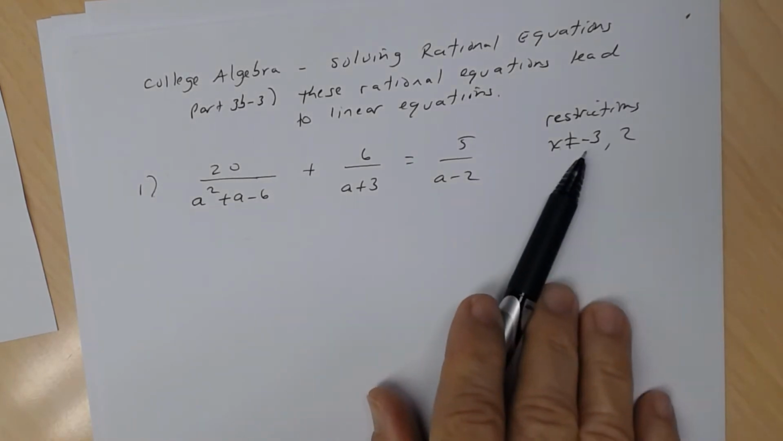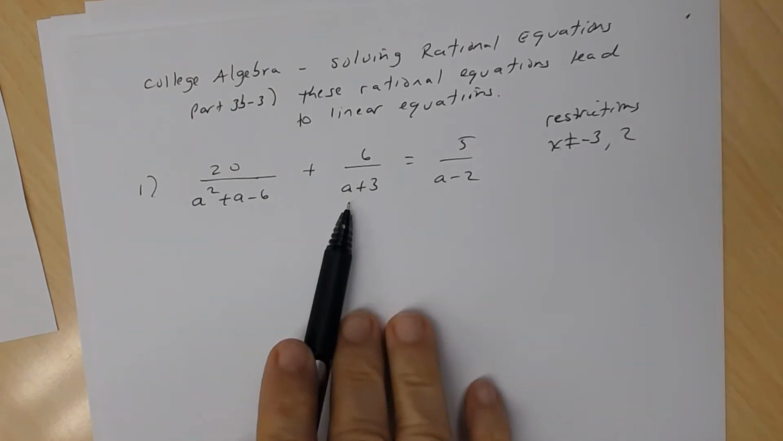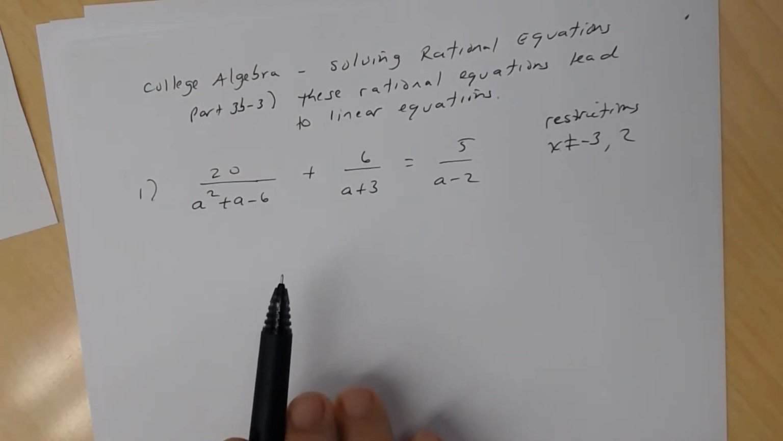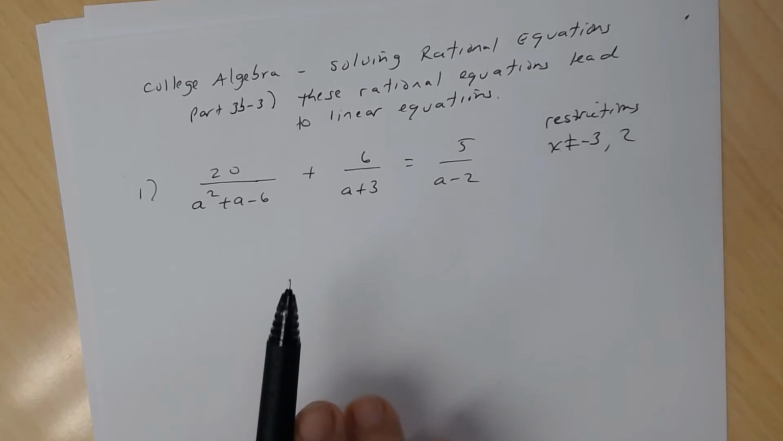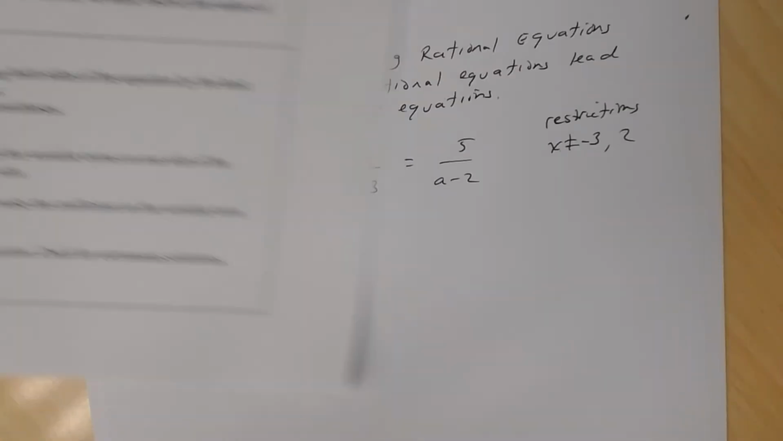First of all, I had to find the restrictions. So these are my restrictions. Okay, now we have to find step 1. Remember, step 1 was to find the LCD. So we have to find the LCD. That was step 1.